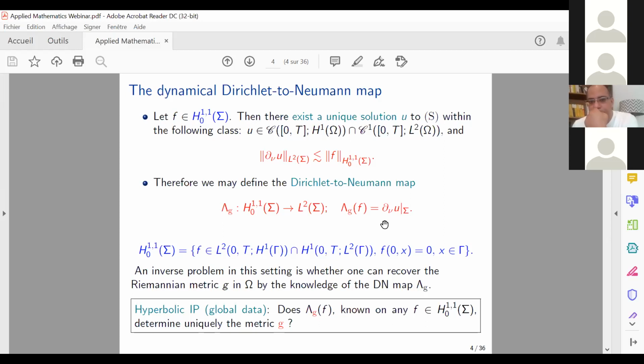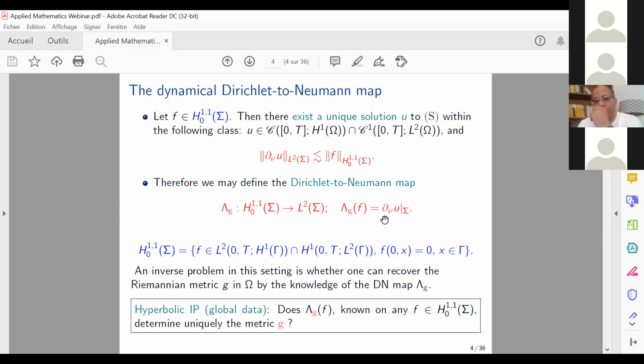Assume, please, that you have Dirichlet data known only on a part of the boundary. F is given on the whole boundary, but it can be supported only on part of the boundary, equal to zero on the rest of the boundary. And you can also try to observe the normal derivative on the part of the boundary which is the complement of the support of F, the Dirichlet data.